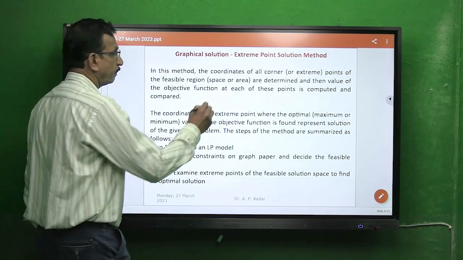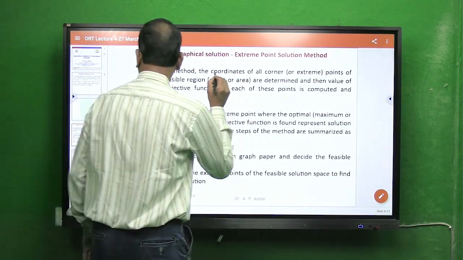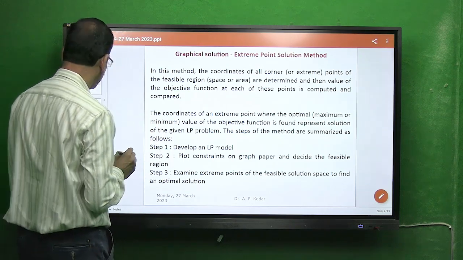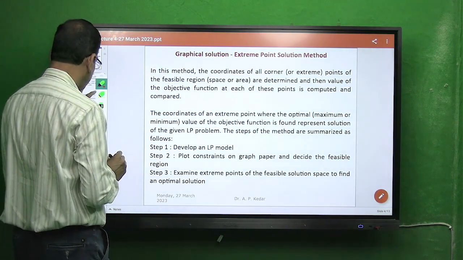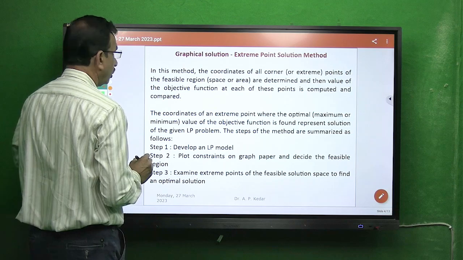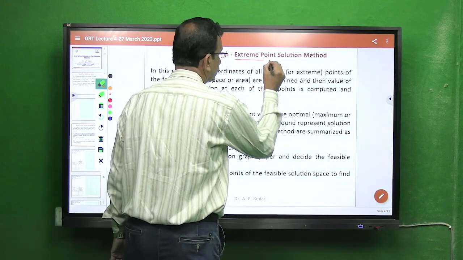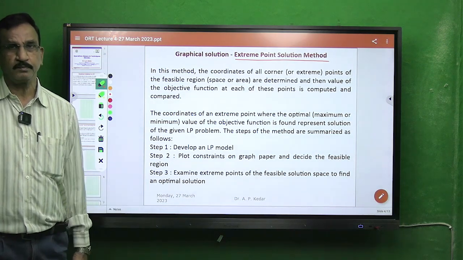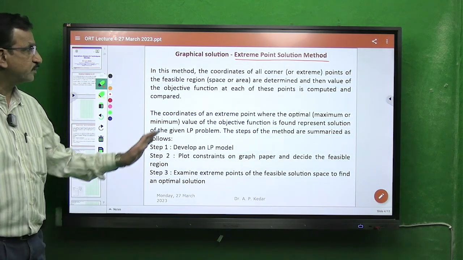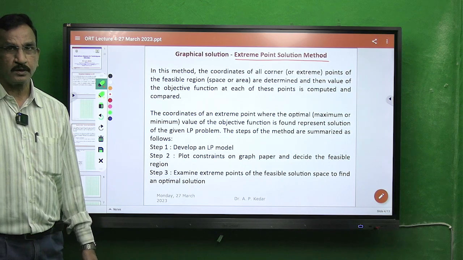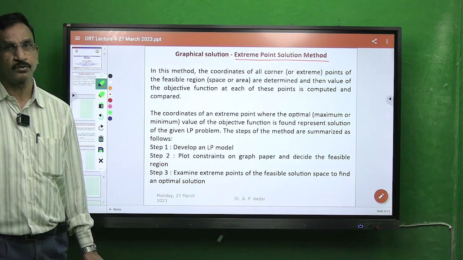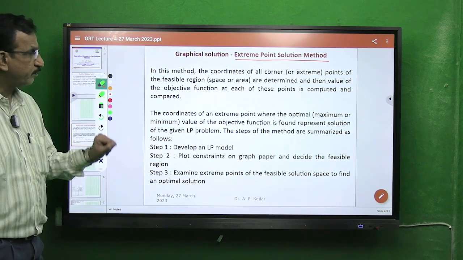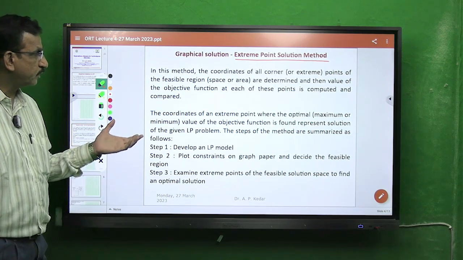We will see graphical solution. Basically, two methods are available for our rescue in graphical solution. In that, first method is extreme point solution method, which we will be following. Other is similar to the same but the isoprofit line method. We will be studying extreme point solution method of finding graphical solution to given linear programming problem. Now, what are the requirements of this method that we will see?